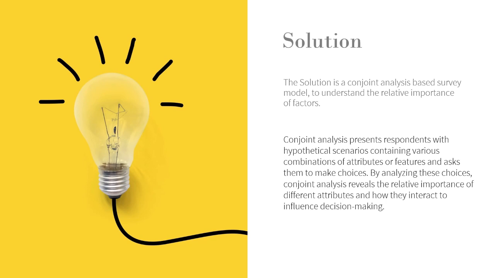The solution is a conjoint analysis-based survey model, which helps us to understand the relative importance of factors. We have selected conjoint analysis because it presents respondents with hypothetical scenarios containing various combinations of attributes or features and asks them to make choices. By analyzing these choices, conjoint analysis reveals the relative importance of different attributes and how they interact to influence decision making.